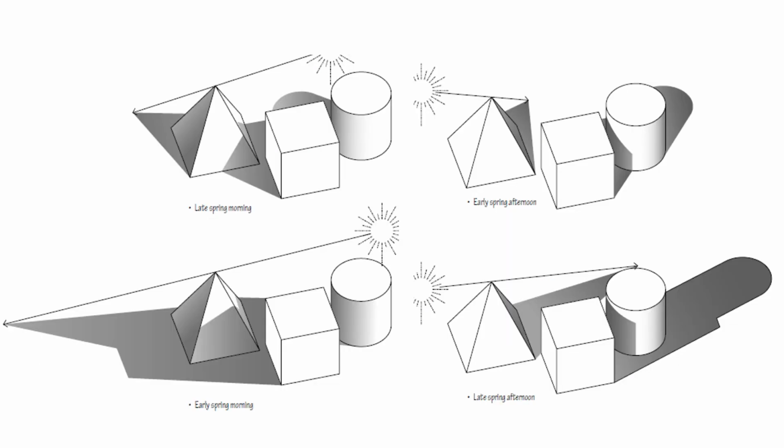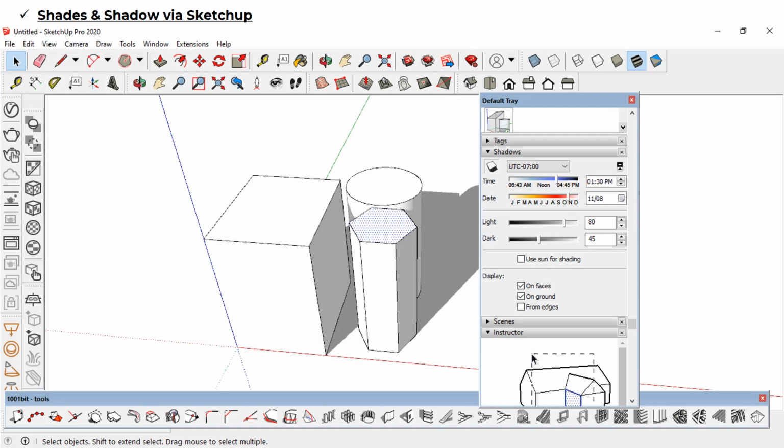To interpret it better, this is a pictorial diagram of how shade and shadow work. Usually we really have a light source, and then that's how shadows behave depending on the time of the day. Shade and shadowing are affected by the sun position and the time of the day. We can also simulate shade and shadow digitally. There is a feature in SketchUp in which you can simulate your shades and shadow based on the time of the day and the month.